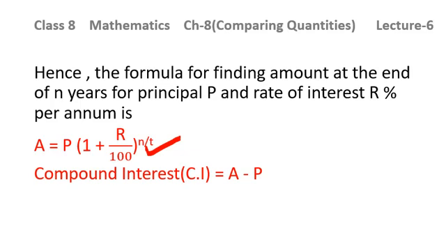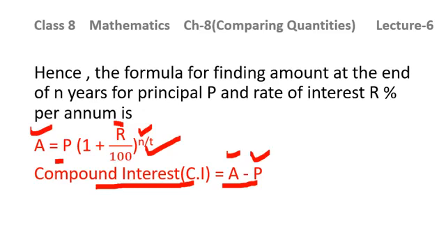Otherwise, while solving the questions, you are supposed to directly put the values of p, r and n only, simply to get the amount. And then to find the compound interest, simply subtract principal from the amount. Take the difference of these two, then you will be getting compound interest. So no need to use the derivation in the questions.